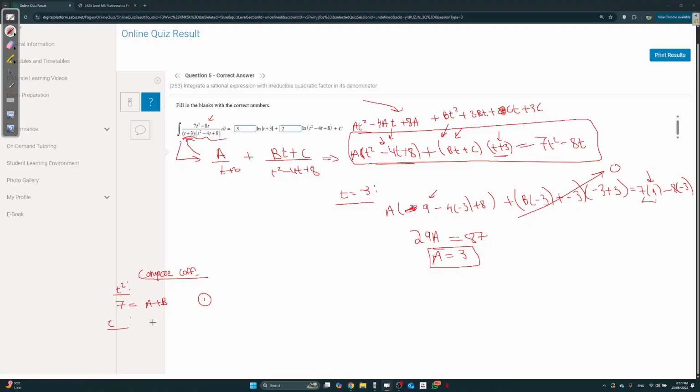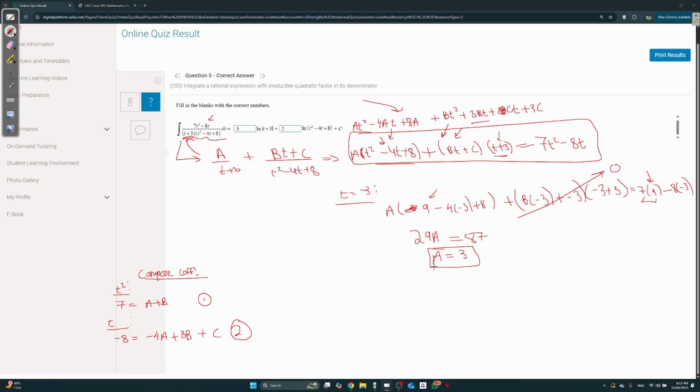On the right-hand side, what's the coefficient of t? It's negative 8. On the left side, the coefficient of t is negative 4a, and you have 3b, and you have the c. So this is our second equation.